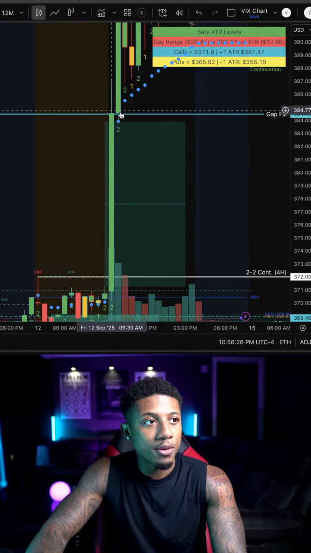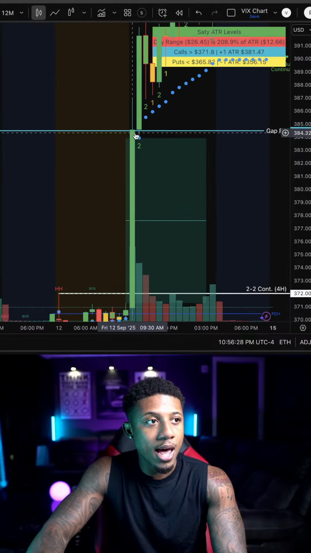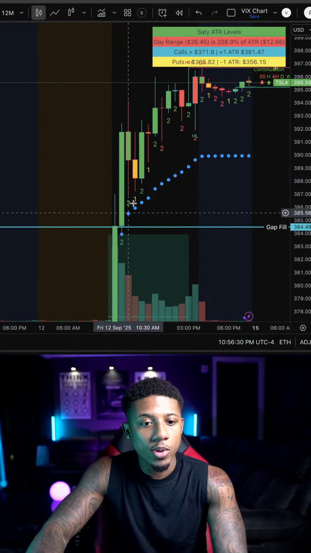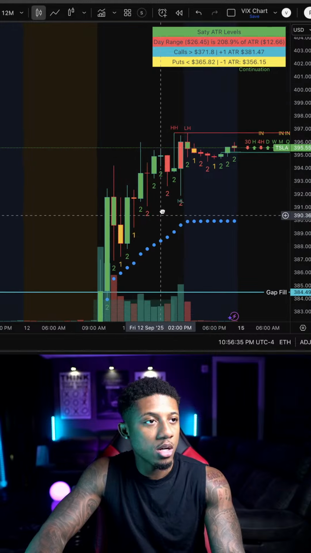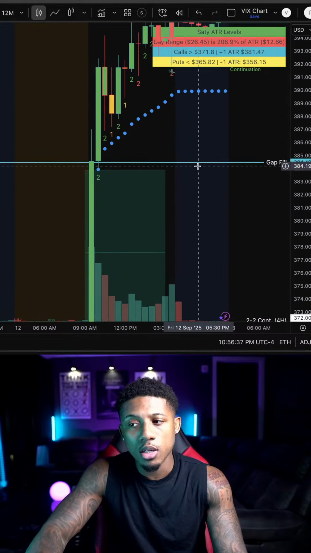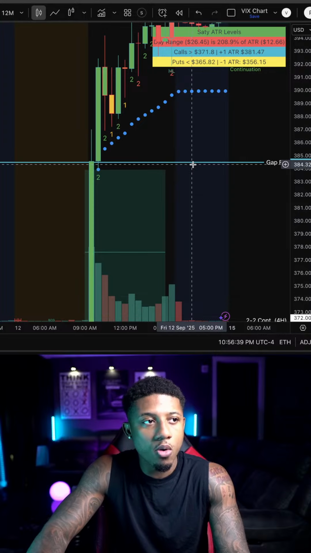We had the gap get filled here. We closed at the gap, right? And then we continued running afterwards. I mean, this gave well over 1,000% for people in the community and just a ton of other traders as well. This gave over 1,000%.